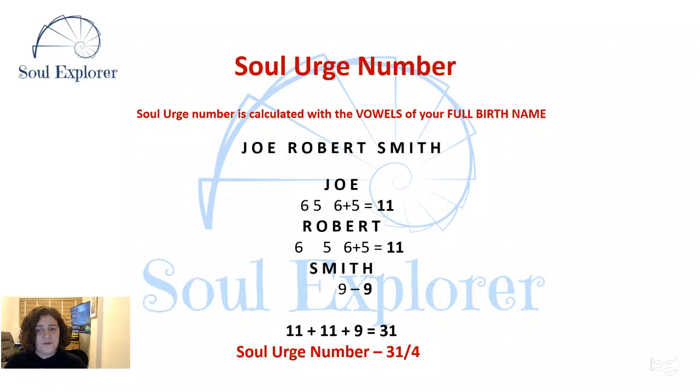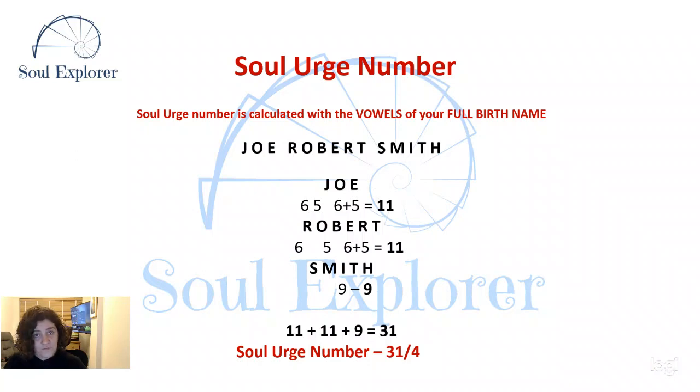Robert is the same. I pulled out the O and the E again because they're the only two vowels in the name. And again, I got to 11 and I left that there. In Smith, the only vowel is the I, which is a 9. So I pulled out the 9. I then added together the 11 plus the 11 plus the 9 to get to a 31, which would then equate to a soul urge 31/4, or most importantly, a soul urge 4. So you can do that with any full birth name.